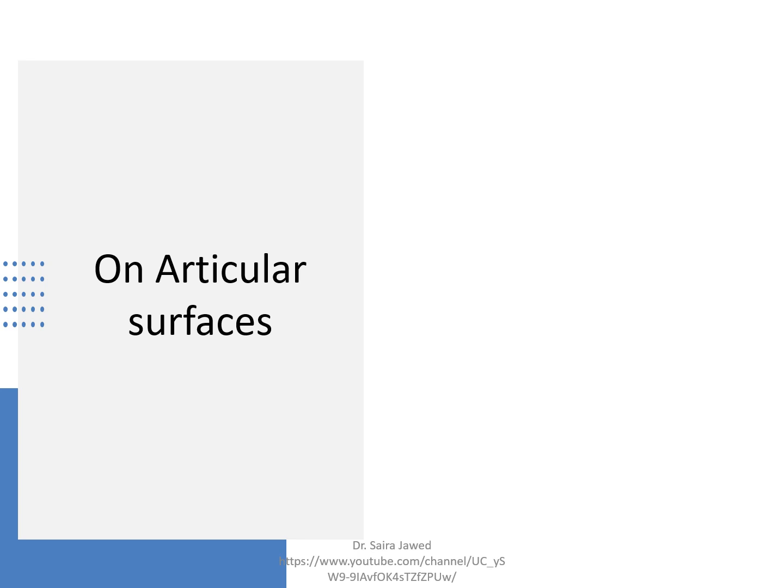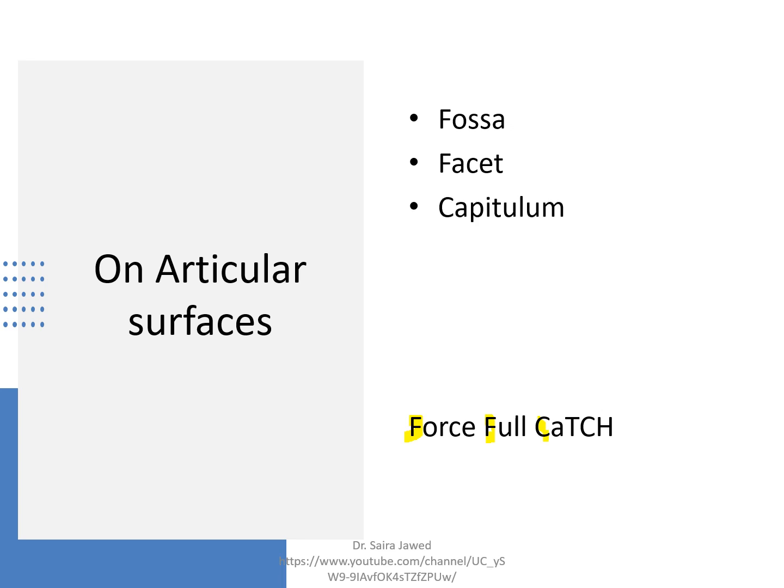The impressions on the articular surfaces can be remembered with the help of a mnemonic, forceful catch, where F indicates fossa, the other F in the word forceful indicates facet, C indicates capitulum, T refers to trochlea, and C and H refer to condyle and head.